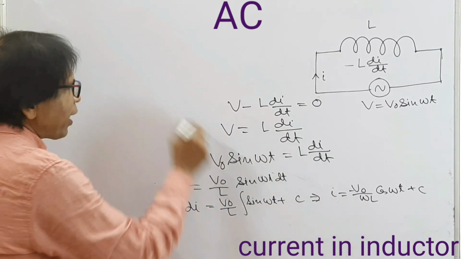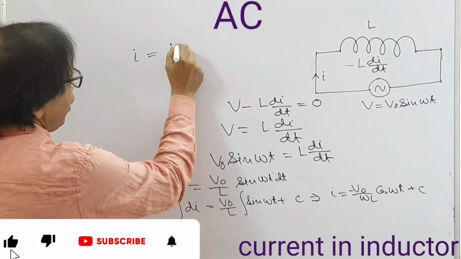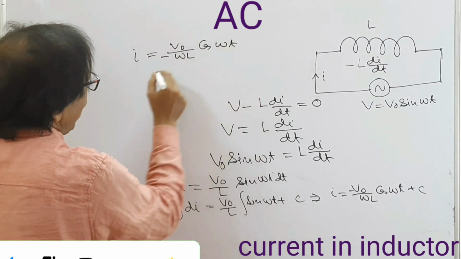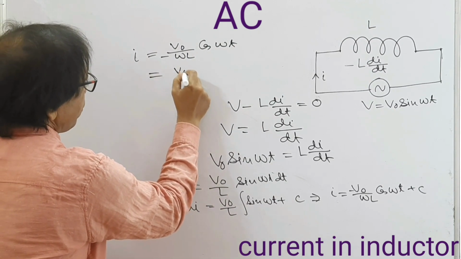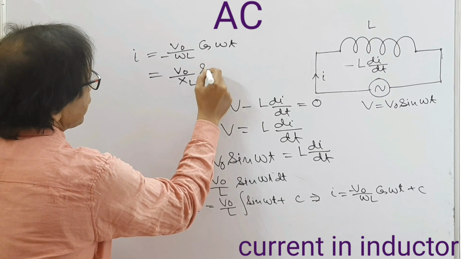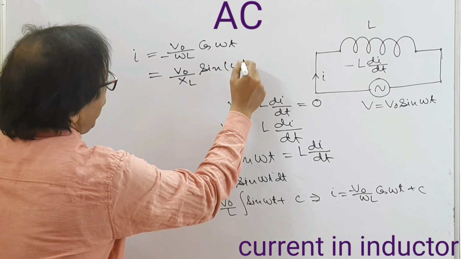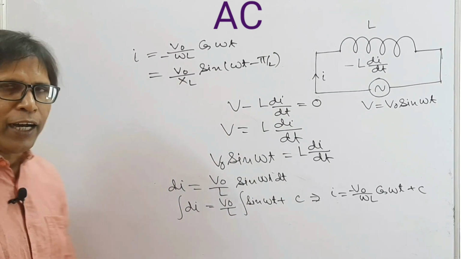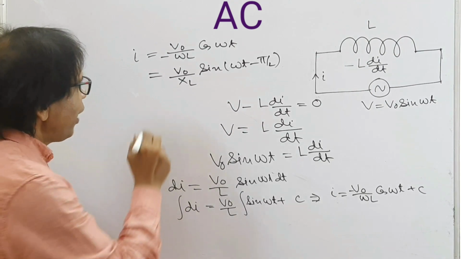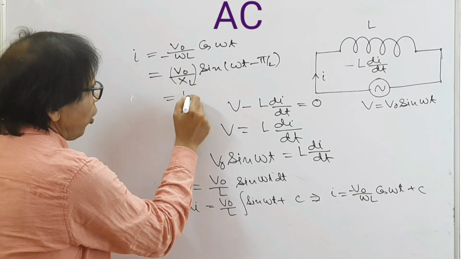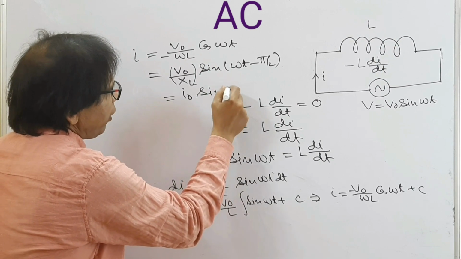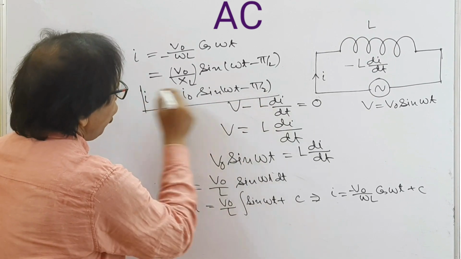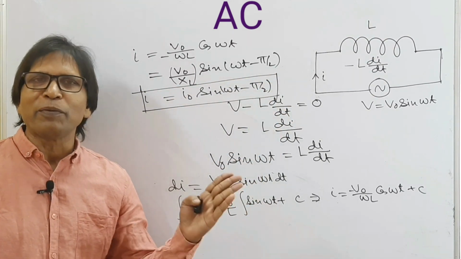So look at this, the current I becomes V naught by omega L, negative sign, cos omega t. Now this can be written as V naught by XL, sin omega t minus pi by 2. Okay. So look at this, where XL is the inductive reactance. Now this becomes I naught sin omega t minus pi by 2. This is the instantaneous value of current in the inductive circuit.